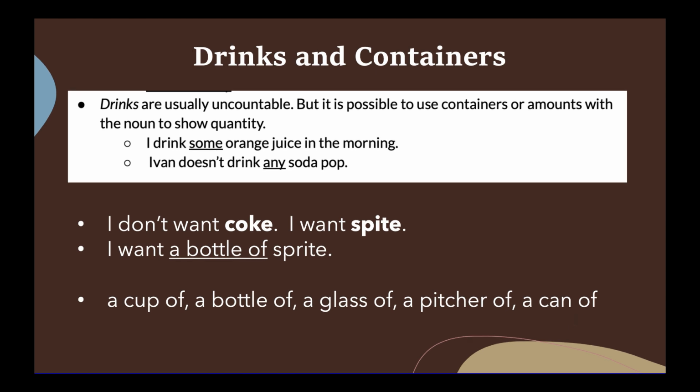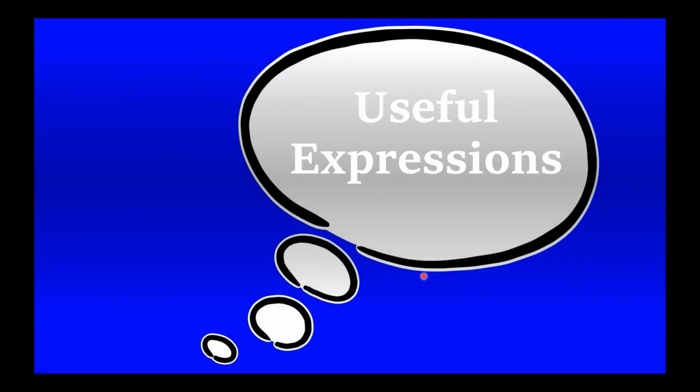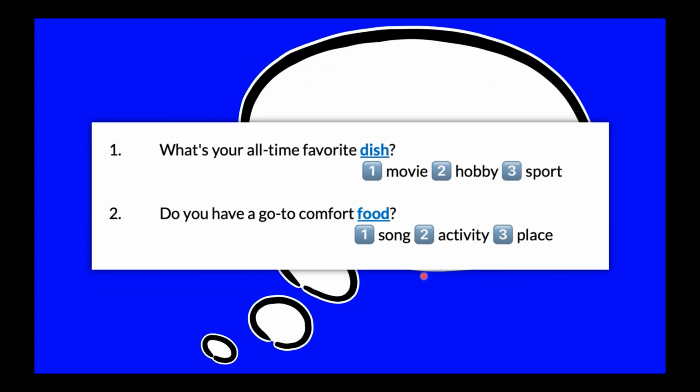Alright, moving on. Alright, let's go through useful expressions quickly. I don't want to make the video too long. Let's go through them one by one. Now, 말을 따라하세요. What's your all-time favorite dish? What's your all-time favorite movie? What's your all-time favorite hobby? What's your all-time favorite sport?